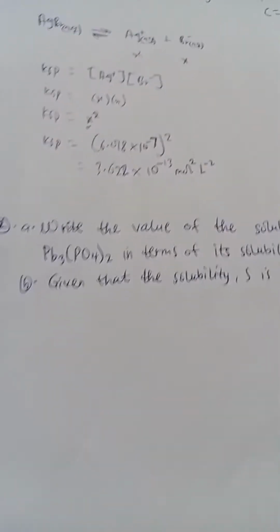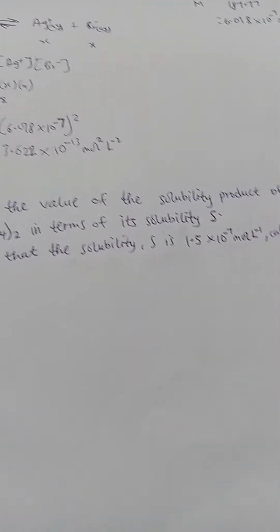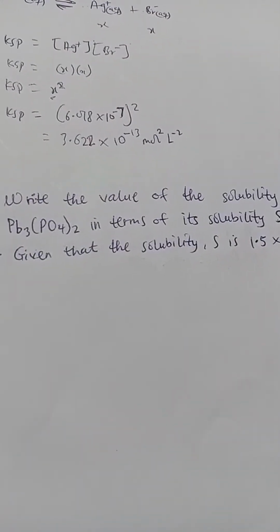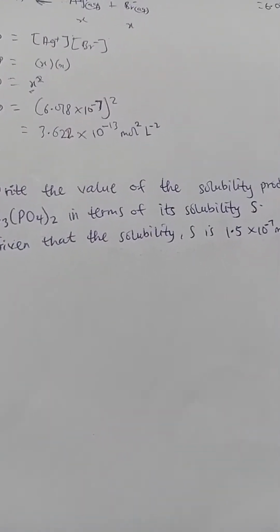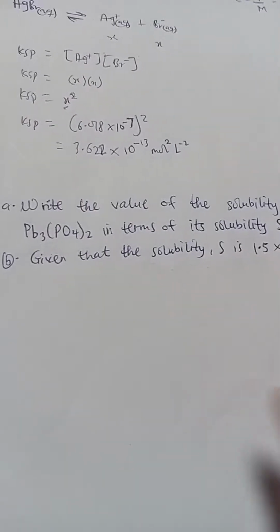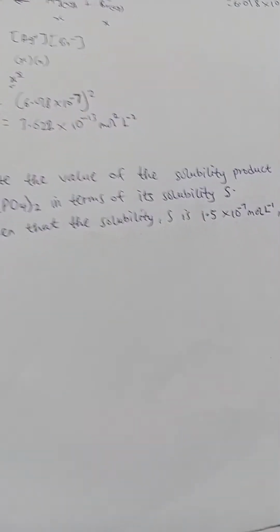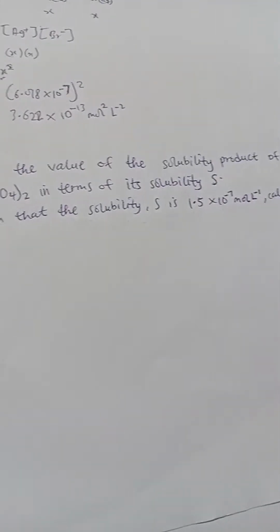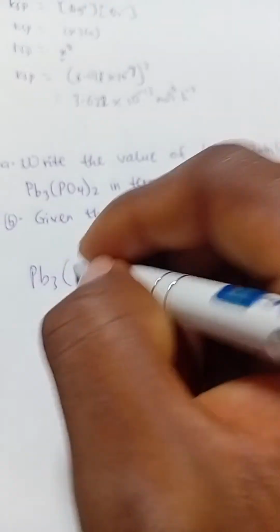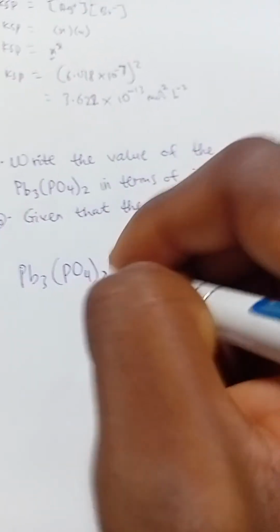Okay, then we have another question. Write the value of the solubility product of the salt Pb3(PO4)2 in terms of its solubility S. Yeah, and then we're given the solubility and asked to calculate the KSP. So we do the same thing we did at the top.